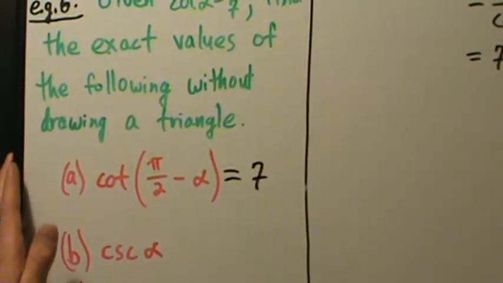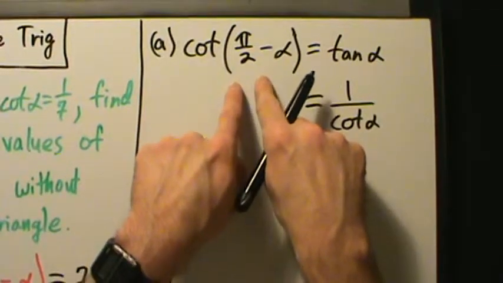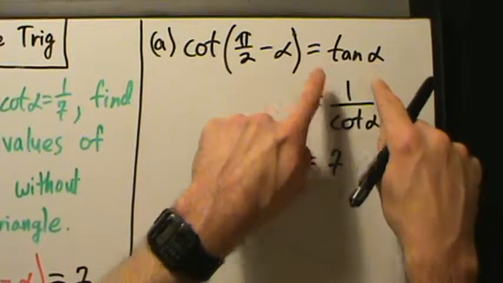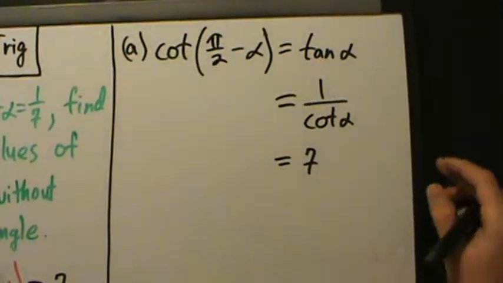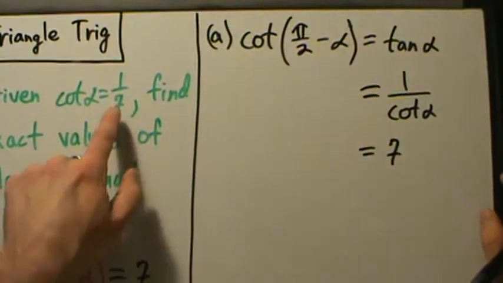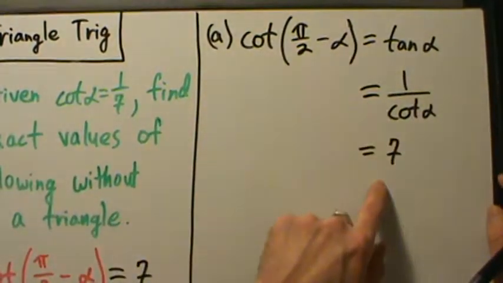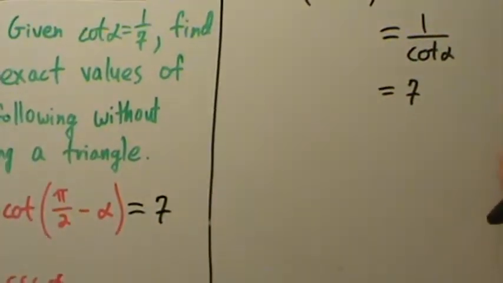Just to recap real quick, first we use the complementary angle theorem to tell us that cotangent of pi over 2 minus alpha equals the tangent of alpha. I don't know the tangent, all I know is the cotangent of alpha. But tangent of alpha is 1 over the cotangent. So if the cotangent of alpha is 1/7, then the tangent is 7, and the tangent equals what we're looking for. So that's part A.